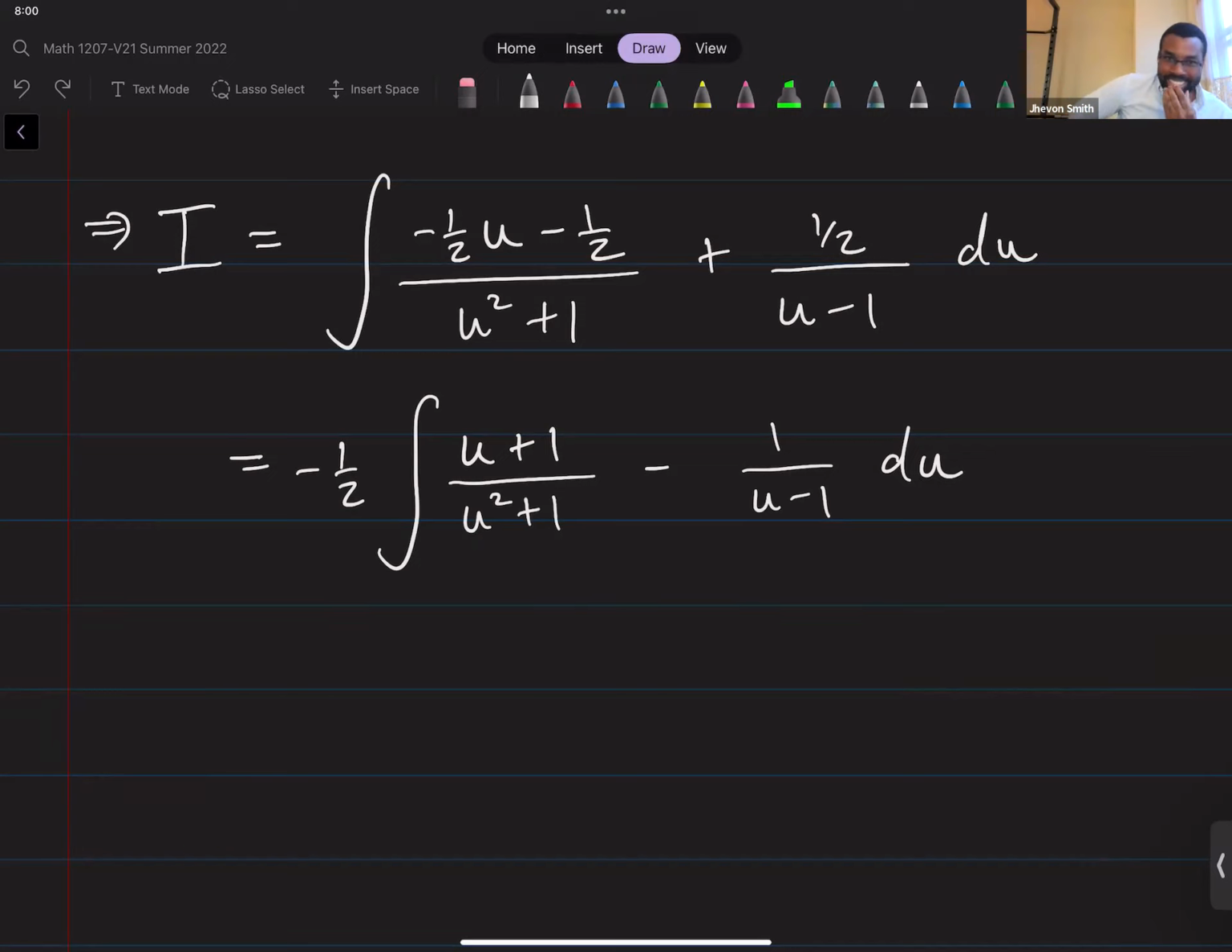Any other option? Anything else you see that might work? I mean, it's nice to notice that there's a u squared in the denominator and a u in the numerator. Does that suggest something?